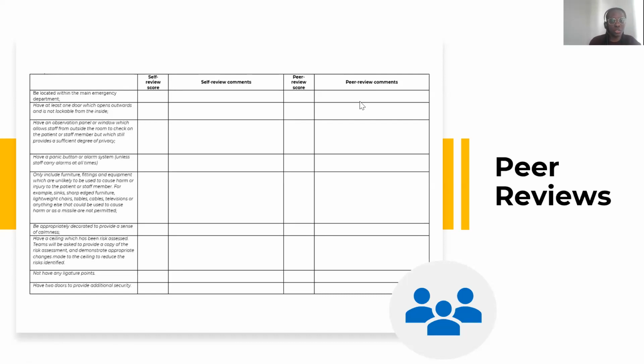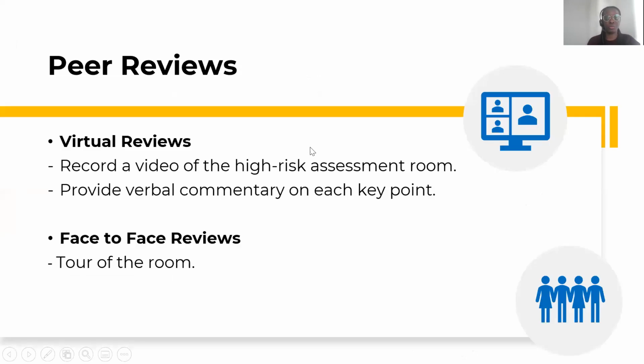But moving on to the room in the context of the plan peer reviews, when you go through your self-review, we'll ask you to complete a self-review checklist. The checklist is essentially asking you to mark yourself as met or not met against each point in the high risk assessment room standard. We ask you to mark yourself as met or not met, and also to write a brief sentence explaining why that part of the standard is met or not met.